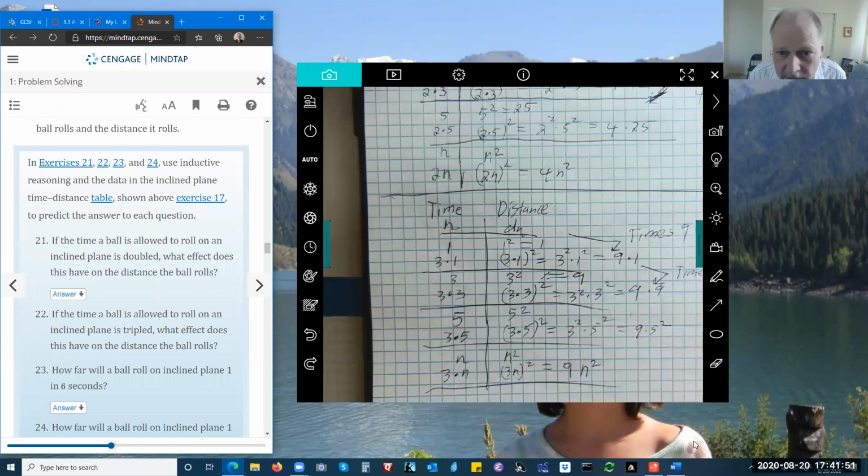So you see, however amount of time you rolled, compare that with rolling 3 times longer. What's the difference? You go 9 times the distance.